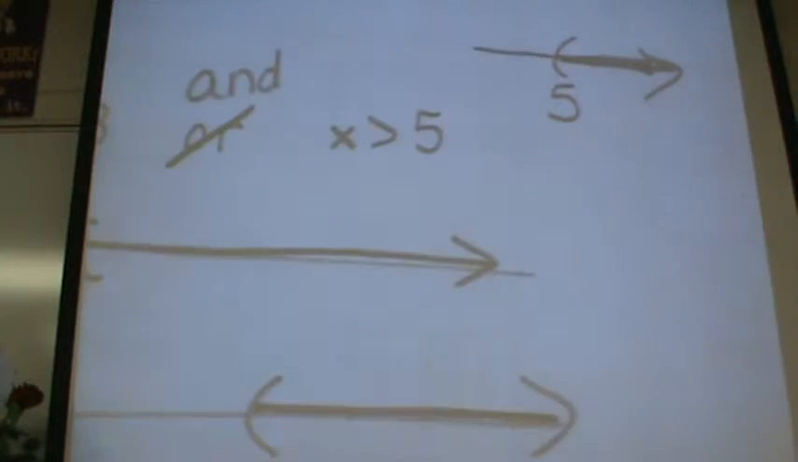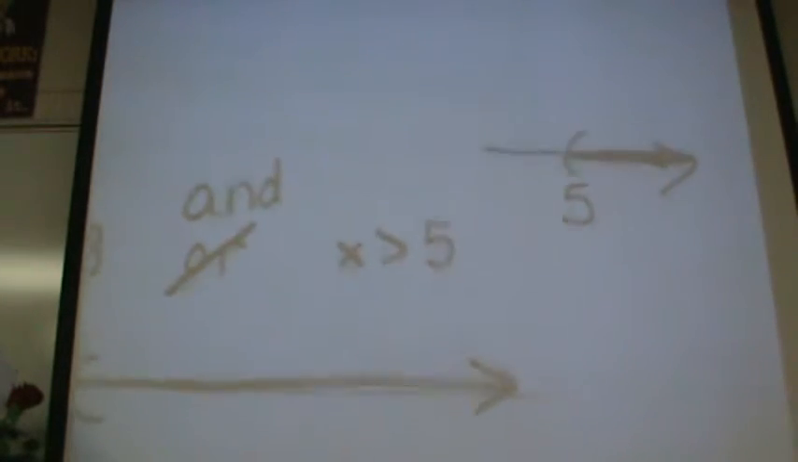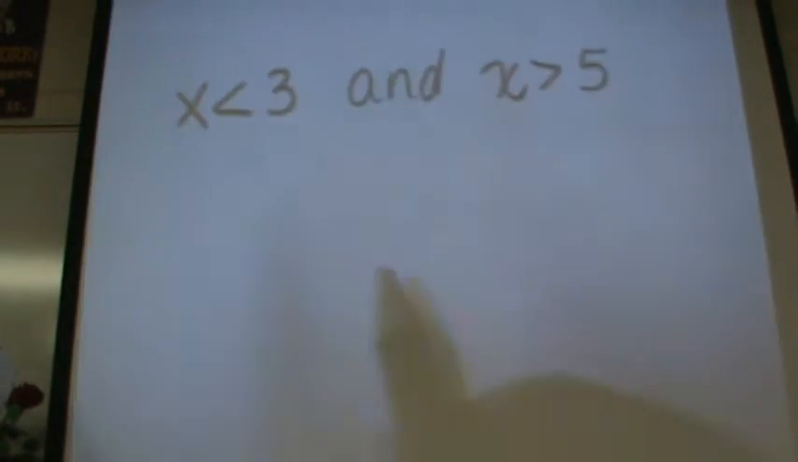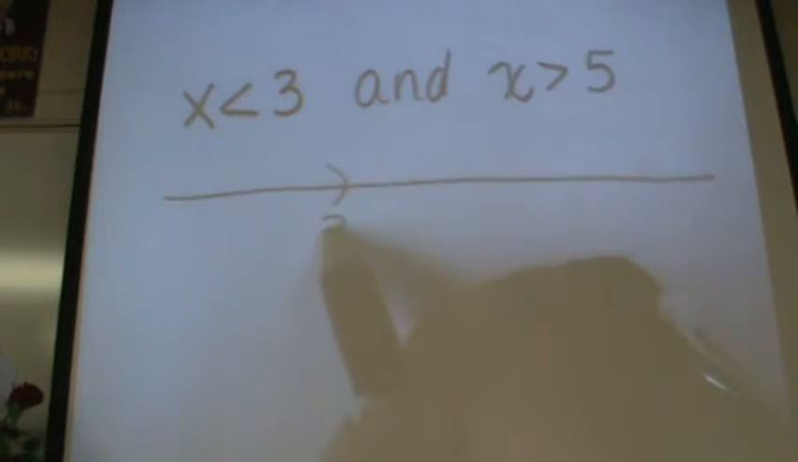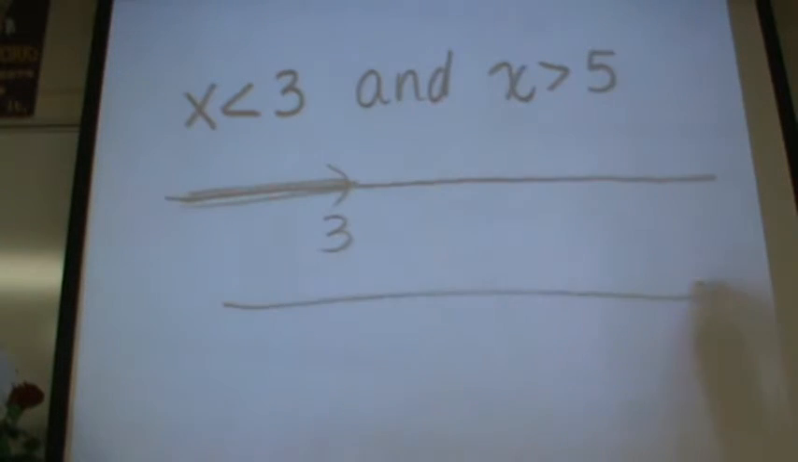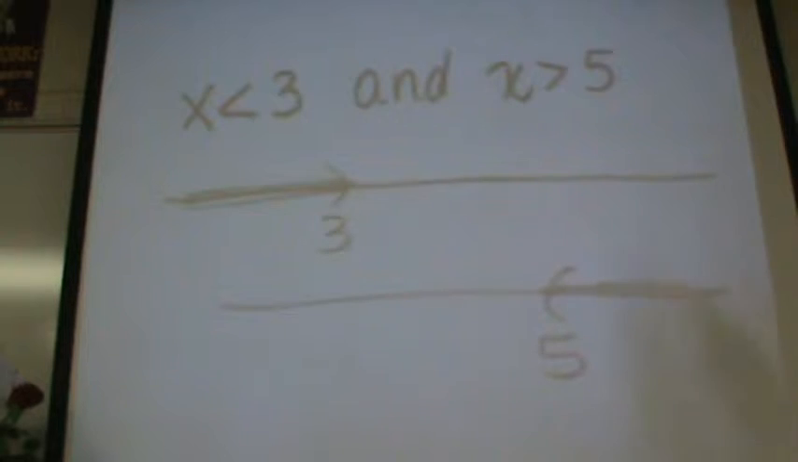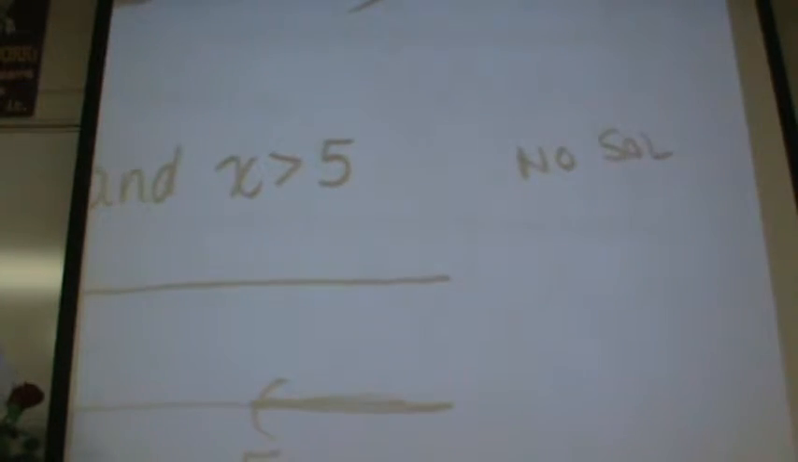So watch, there's some cases, and then what if I did this? What if I said x is less than 3 and x is greater than 5? Where's the solution? No, there isn't. There isn't one. Good job. Because this one would have a 3 going that way. This one has a 5 going this way. What region do these two have in common? There is no solution on this one. So you gotta understand at this point what an "and" and an "or" is.